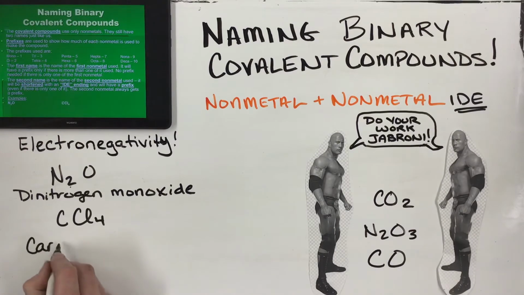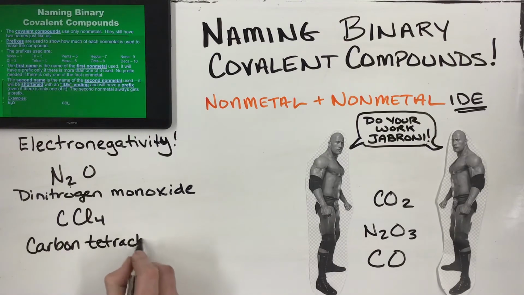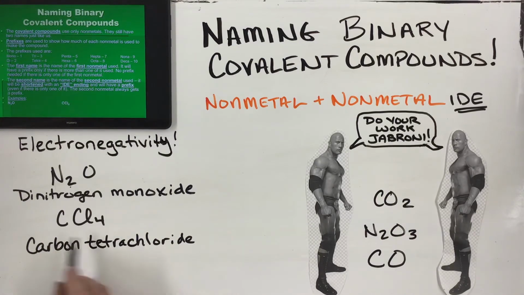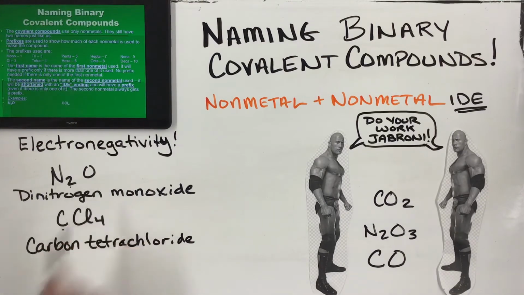The next one, C. That's carbon, not monocarbon. I know I only have 1 of it, but I don't put monocarbon, it's just carbon. And 4 chlorines is tetrachloride. Carbon tetrachloride: carbon and 4 chlorines. And dinitrogen monoxide: 2 nitrogens and 1 oxygen.